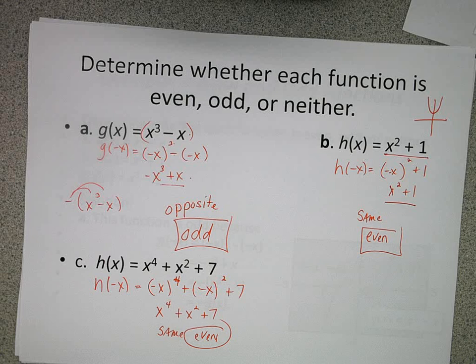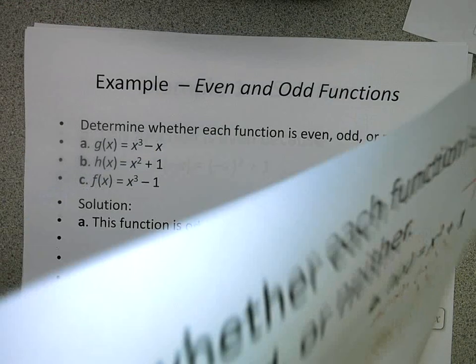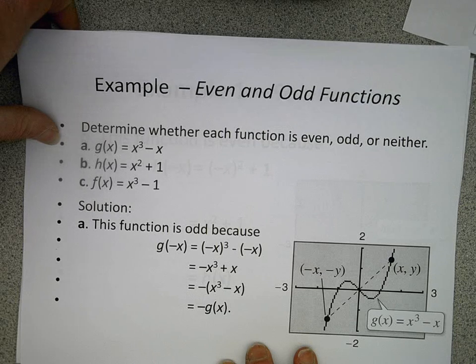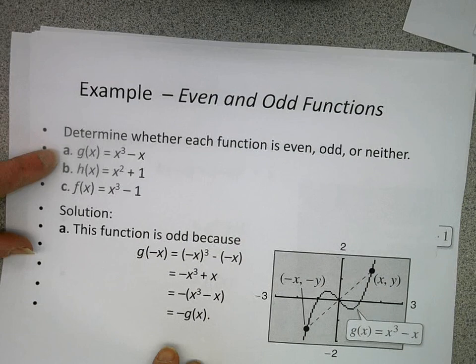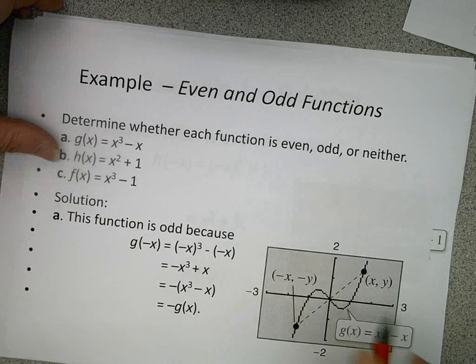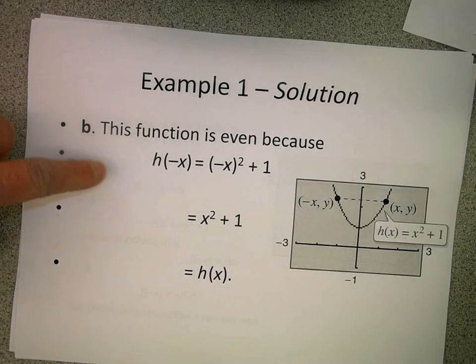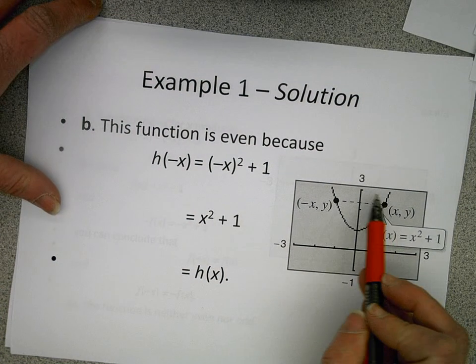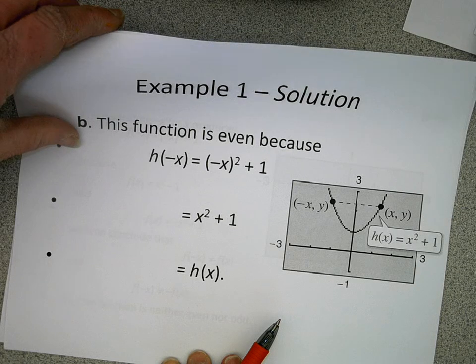Okay. These are just the answers and pictures of the graphs. So that first one was odd. It looks like that graph, where this point and this point are opposites. This is part B. This is what the graph looks like. I just drew it for you. They become the same y. The y value doesn't change.